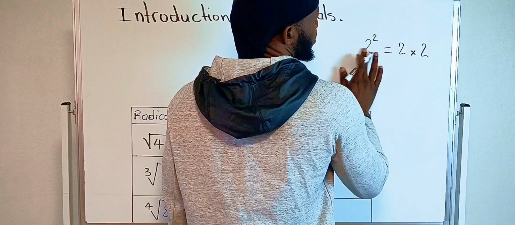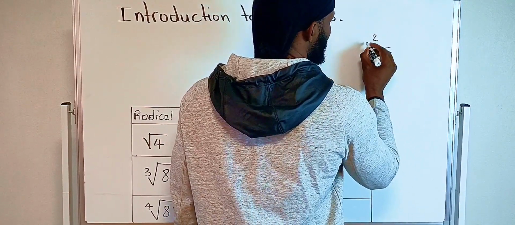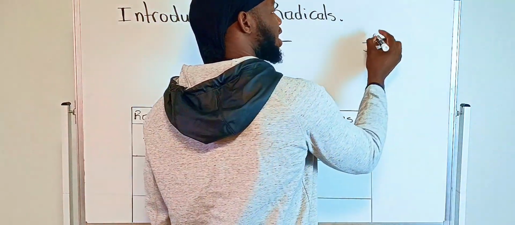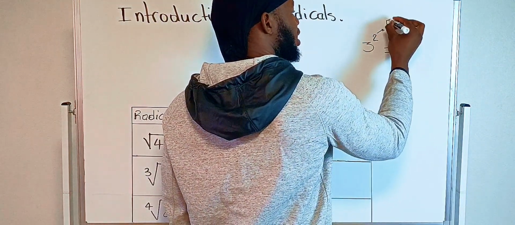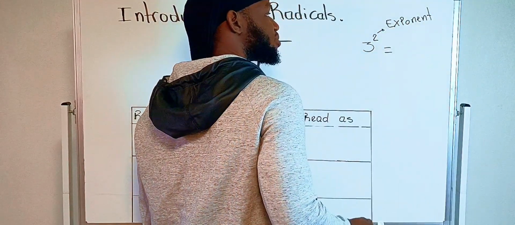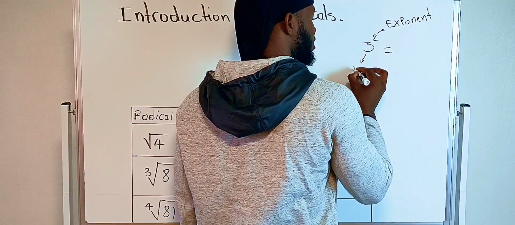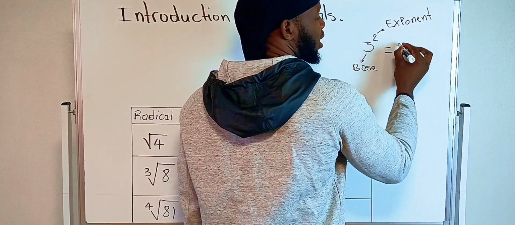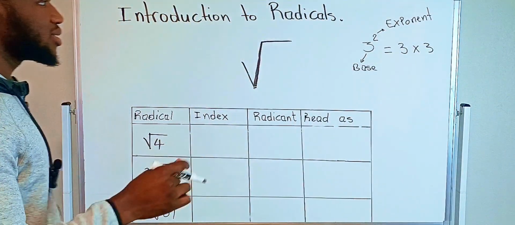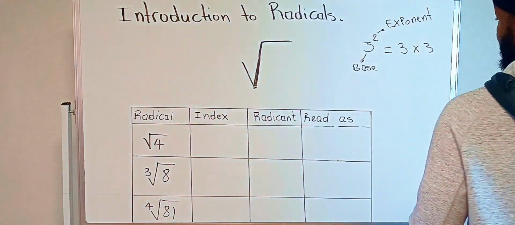Let's go with another one. Let's say 3 squared instead. I don't want you to be confused about it. So 3 squared, that means the exponent is 2. The exponent is 2. It tells me how many times the base 3 is going to be used as a factor. This is exactly the definition for exponent. So you guys understand that.